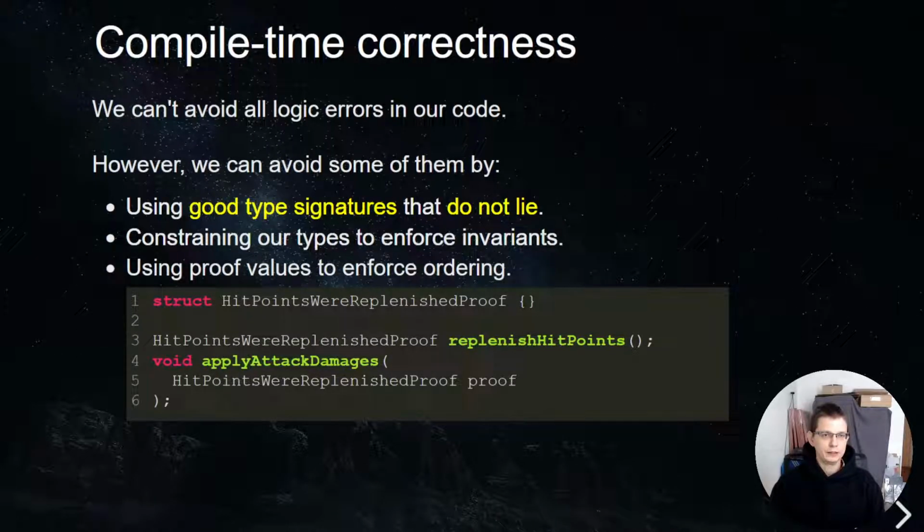We can use techniques like proof values to enforce ordering. So if you have two side effectful functions, like, for example, replenish hit points and apply attack damages, and you need to enforce order between them, what you can do is you can just define a struct which has no data in it, but this thing will return the proof value, and then we will require that proof value as a parameter here. So what this does is essentially it enforces the order of these functions. You cannot call this without calling this first, because you will not have the proof. So it enforces the order at compile time instead of relying on the programmer not making a mistake.